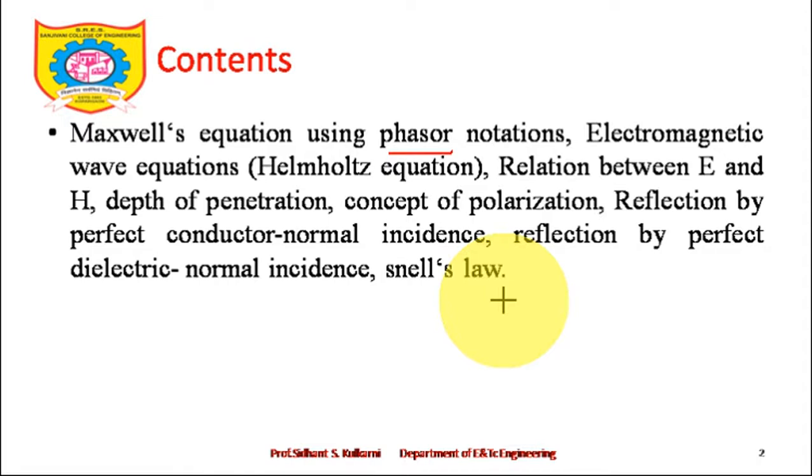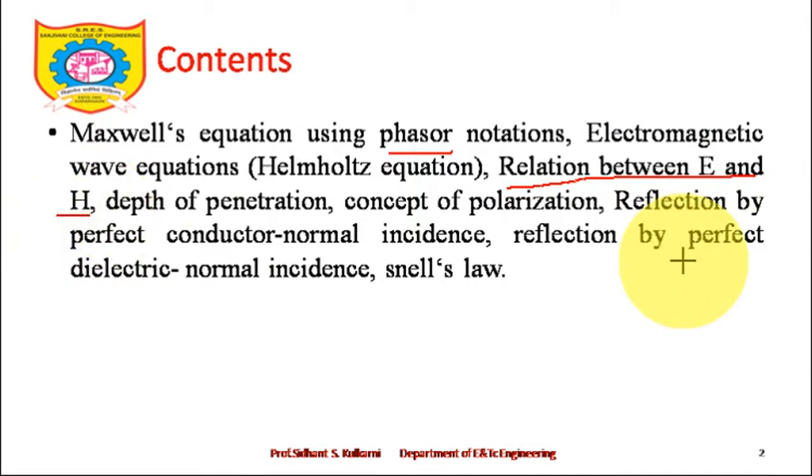Then electromagnetic wave equation, it's also called Helmholtz equation. Okay, so after this phasor notation, we will try to represent Maxwell's equation in the phasor form, and from the Maxwell's equation in the phasor form, we will derive electromagnetic wave equation, Helmholtz equation, the important point from the examination point of view. Relationship between E bar and H bar, it's already clear and already explained to you in the unit number 4. So I am not going to repeat it once again.